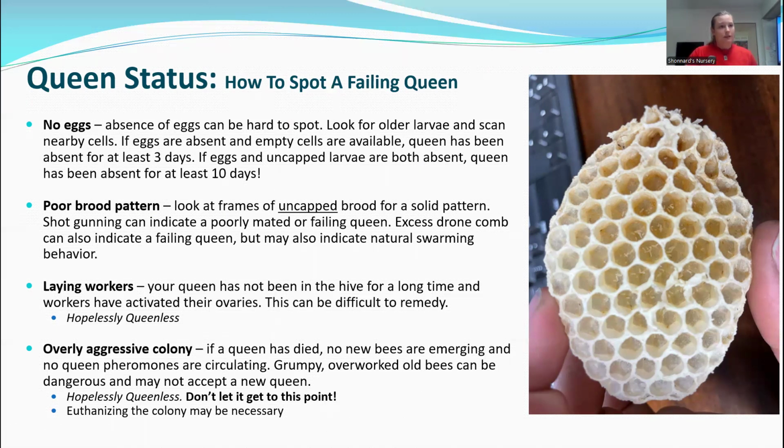If eggs are absent, eggs turn into larvae at day 3. So if eggs are absolutely absent, your queen has not been there for at least 3 days. We also know that worker brood is capped at 10 days. If you see no capped brood at all, that's definitely not a good thing. If you see no uncapped larva, it's been at least 10 days since the queen's been in there.